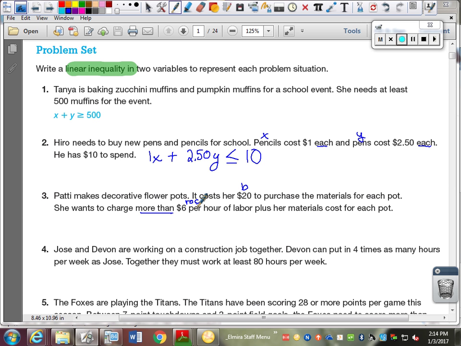So it sounds like the money she is going to get, all right, her money is going to equal, but not equal, because these are not equations. These are inequalities. She wants her money to be greater than $6 per hour of labor plus $20 for materials. So that one comes out as a y equals mx plus b.